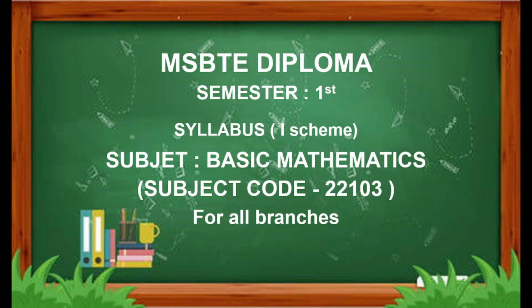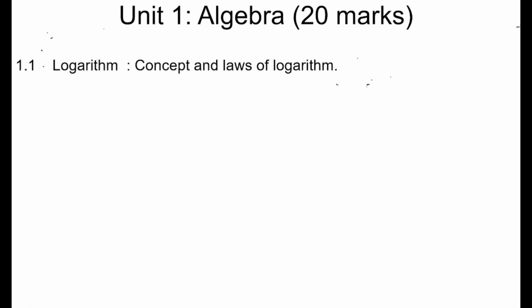Hello students, in this video we will see the syllabus of the subject Basic Mathematics of Diploma Semester 1st, and the subject code is 22103. This syllabus is for all the branches. And in this video you will have the detailed explanation of the marking system also. So let us start. Very first unit is algebra, that is for 20 marks.